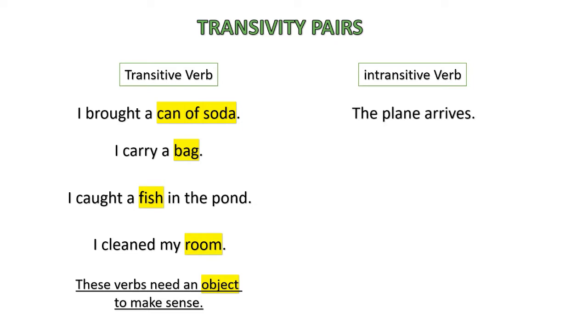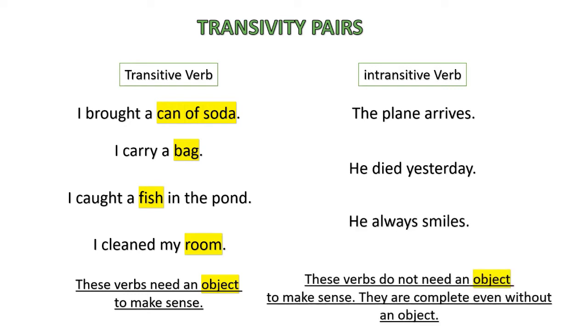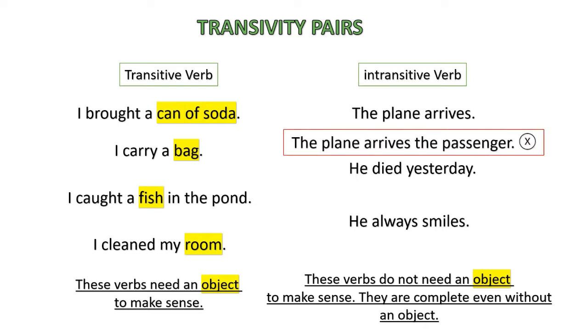For the intransitive verbs, the verbs do not need an object to make sense. So examples, the plane arrives, he died yesterday, he always smiles. Now in these verbs, arrives, died, smiles, these verbs do not need an object to make sense. They are complete even without an object.